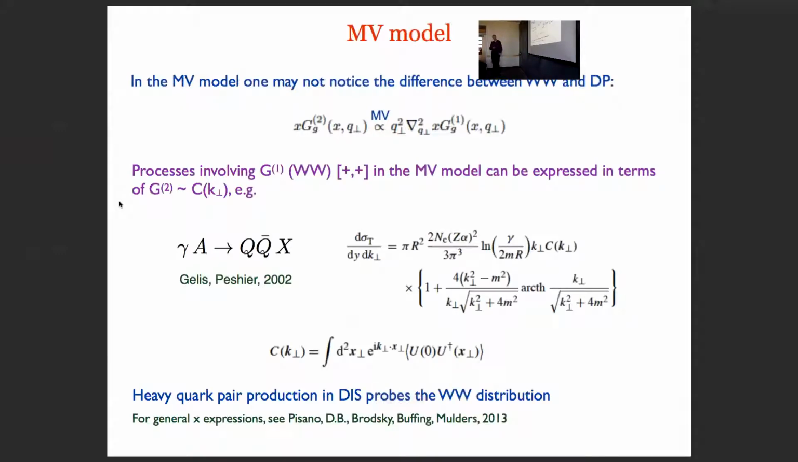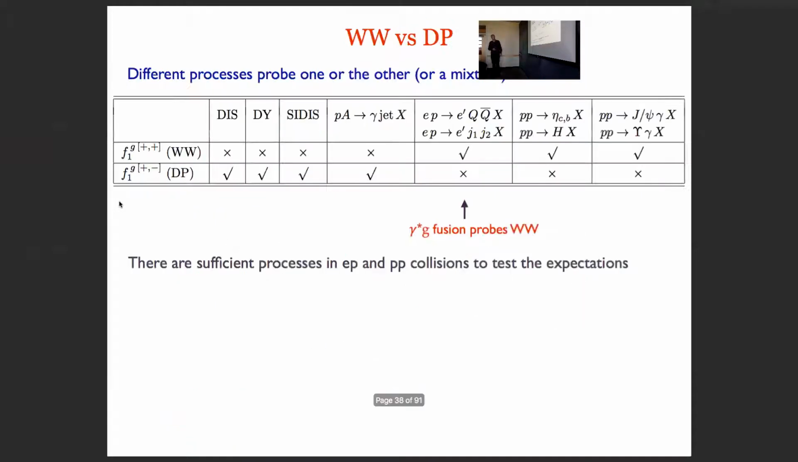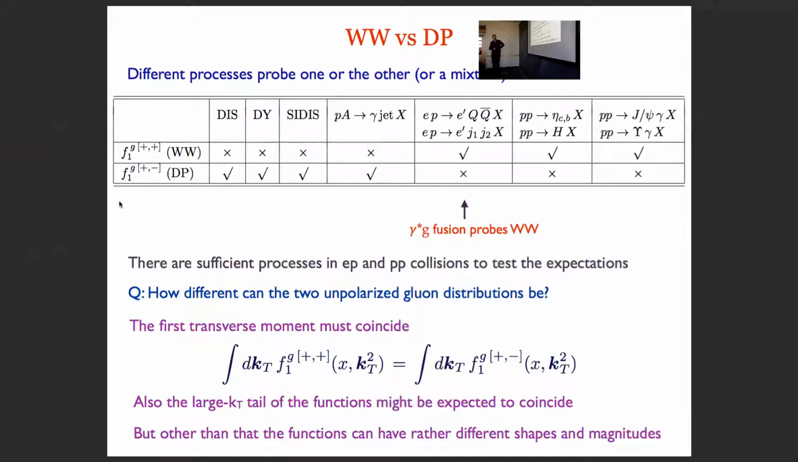Also because in the MV model, you cannot really notice the difference because you can express one in terms of the other. So you see, for instance, this process here, which you can do with the EIC, was expressed in terms of this famous C function, the scattering amplitude. But this actually is a process that probes the plus-plus, and this function is the one of the plus-minus. So they've actually expressed it in the wrong one, but in the MV model you can do that. There are lots of processes where you can probe them, so you can actually test. You can see that they are different in experiment, and you can also cross-check that it is universal in this set and universal in that set. There are enough processes, and the EIC can do this one. So if you do photon-gluon, you get WW. I think that is nice. And then of course you can wonder how different can they be. Well, if you take a kT integral, you should get the same answer out.